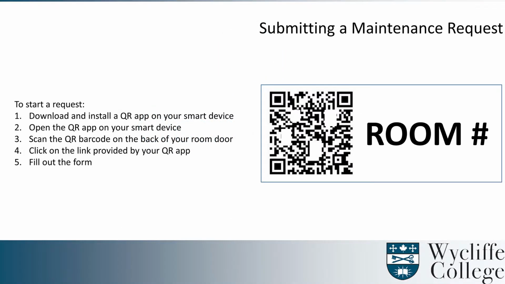To submit a maintenance request, open the QR app on your smart device and center the QR code, which is located on the back of your residence door, within the frame of the QR app. The QR app will take a snapshot of the QR code and will provide a web address. Connect to that web address on your smart device and you will be taken to a form.